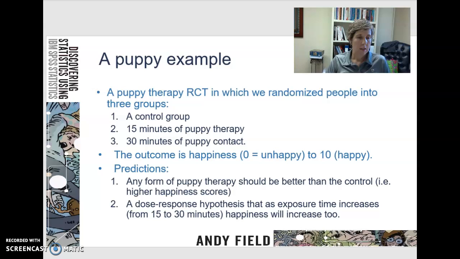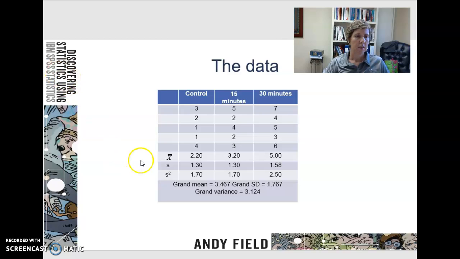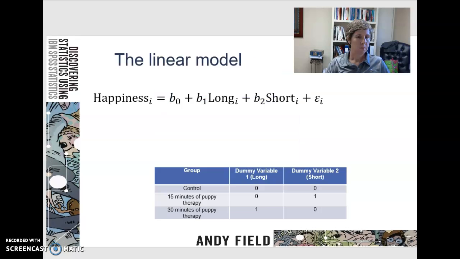And then we've got our hypothesis or our predictions here that any puppy therapy is different than a control. And then is there a difference between the 15 and 30 minutes? So again, you've seen this table in the previous slide where we were looking at the means between the control, the 15 and the 30 minutes. And this would be our linear model, right? So we're predicting happiness. Happiness is based on whether or not they got therapy and whether they got 15 minutes or 30 minutes. So this would be the 15, this would be the 30 minutes.